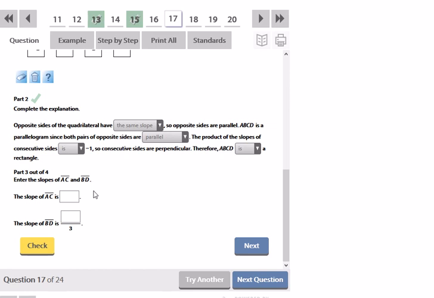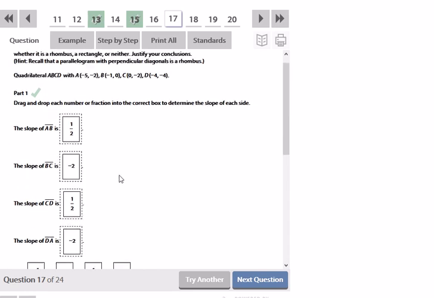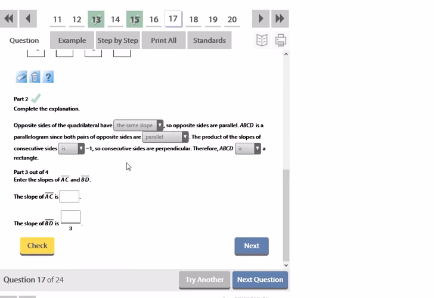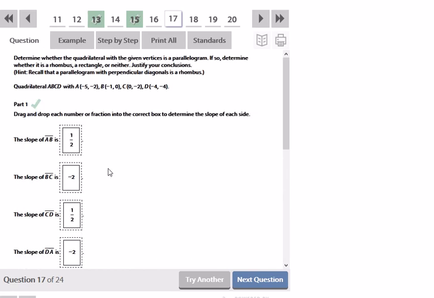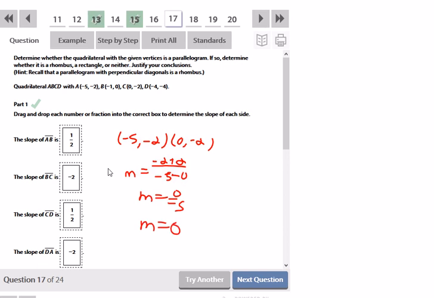Enter the slopes of AC and BD. So these are the diagonals. We're checking the slope of the diagonals. So AC, -5, -2, 0, -2. So the slope here would be -2 plus 2 over -5 minus 0. So that's 0 over -5. So the slope is 0.